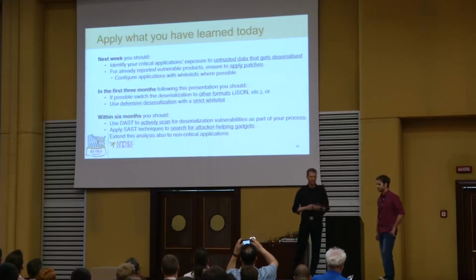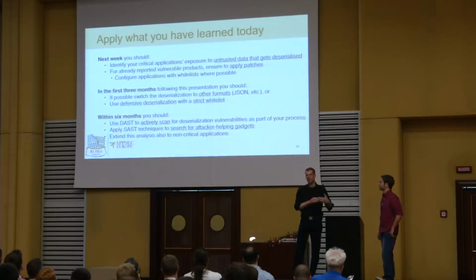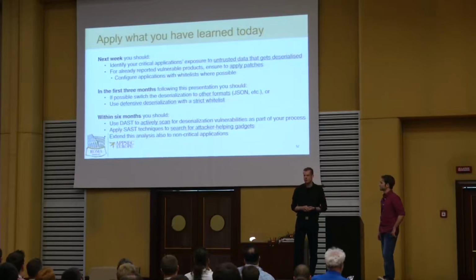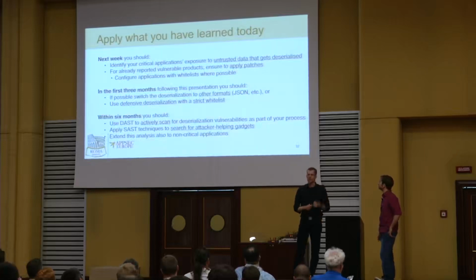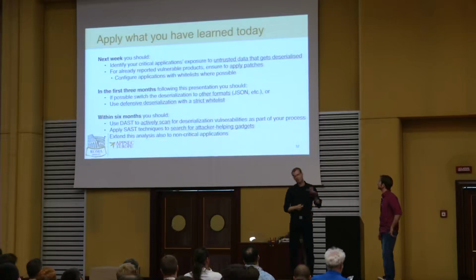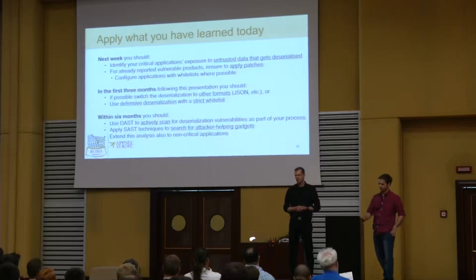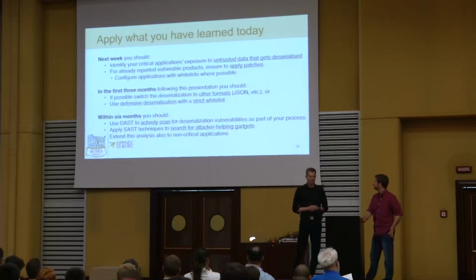And within the first 3 months, it really makes sense to think about moving away from Java deserialization to another remoting technology that Java supports, like web services or RESTful services or whatever, completely ruling out the tight coupling of Java serialization as part of the problem. And if that's not possible, then you should use a defensive deserialization approach with a strict whitelist, as we showed you, that blacklists can be easily bypassed using the blacklist gadgets.